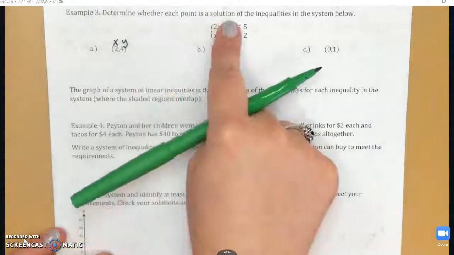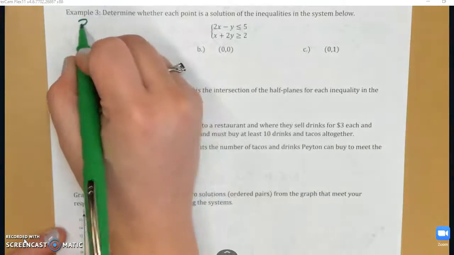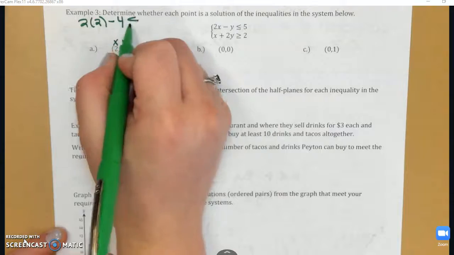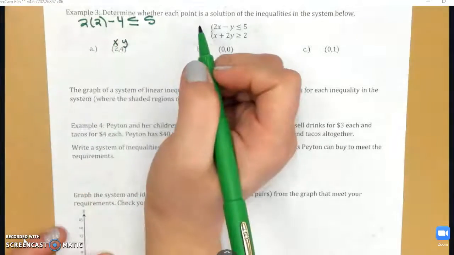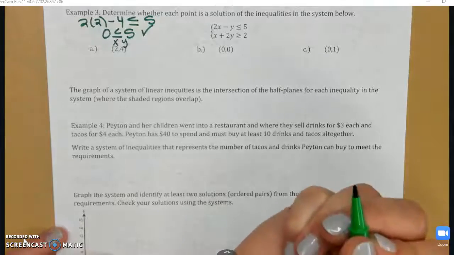I'm going to plug it into the top one first, and I'm just going to do it up here because I don't have a ton of room. So that's going to be 2 times 2 minus 4 is less than or equal to 5. Well, 2 times 2 is 4. 4 minus 4 is 0. And 0 is less than or equal to 5.